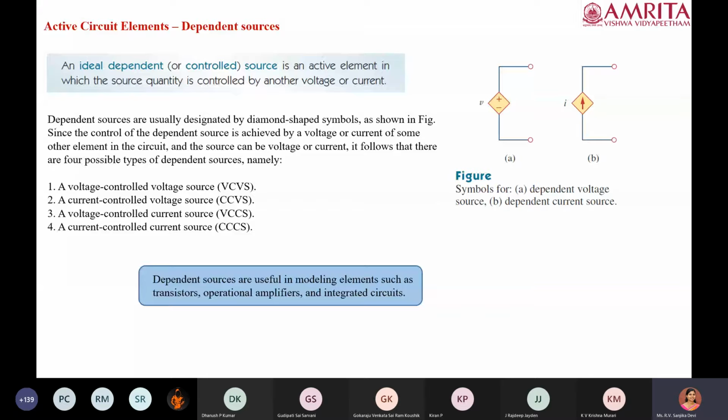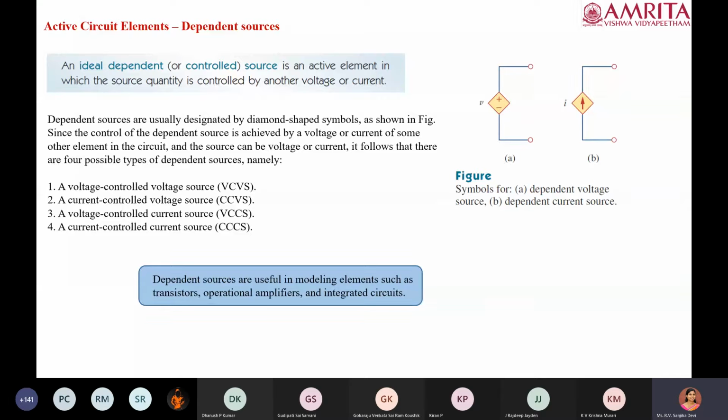And the second type of source we have is the dependent source. As the name indicates, they are dependent on the voltage or current flowing elsewhere in the circuit. These dependent sources can be broadly categorized into four types, depending on whether it is a voltage source or a current source, and whether it depends on a voltage or a current. So there are four possible combinations of dependent sources.